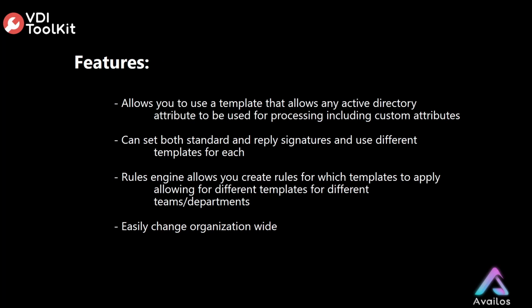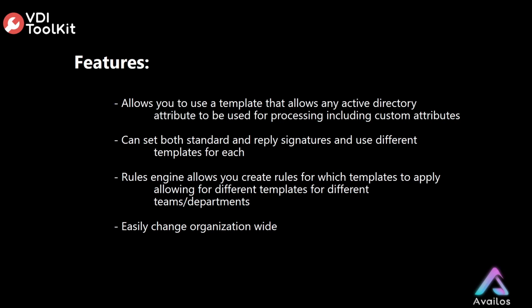Let's go over the features. First, the VDI ToolKit allows you to use a template that allows you to use any Active Directory attribute to be used in processing, including custom Active Directory attributes. You can also set both standard and reply signatures and use different templates for each. The rules engine also allows you to create rules for which templates to apply, allowing for different templates for, let's say, different teams or departments. Lastly, it also allows you to easily change your email signature organization-wide.